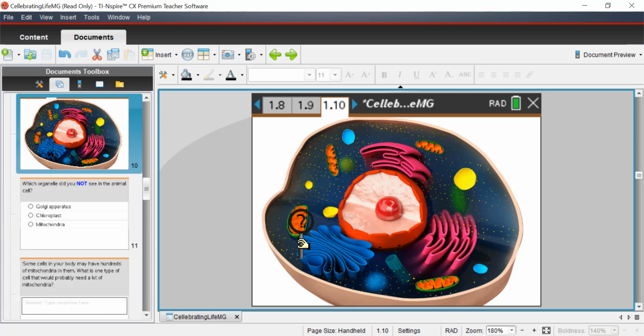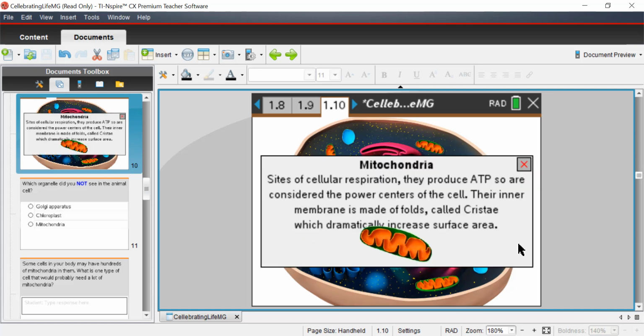This thing looks interesting. Let's see what that thing is. All right, this is the mitochondria. So this is where a process called cellular respiration happens. Cellular respiration is basically where you're generating energy. It says that they produce ATP, which is adenosine triphosphate. This is a chemical molecule that has stored up energy, and so we use ATP to create energy.